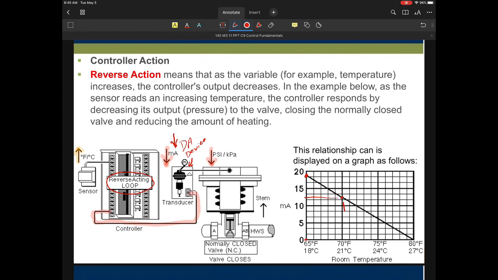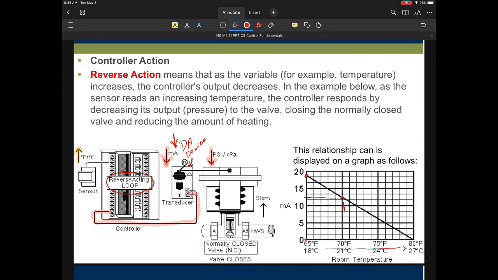So if you're trying to heat a building with a normally closed valve, you recognize that as the building starts to get warmer and warmer, what's my control loop going to do? Very rarely would you ever see this used for a heating system in a lot of cases.